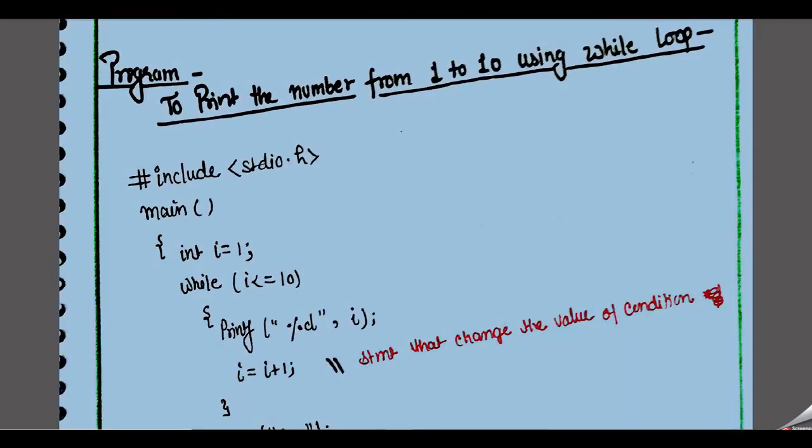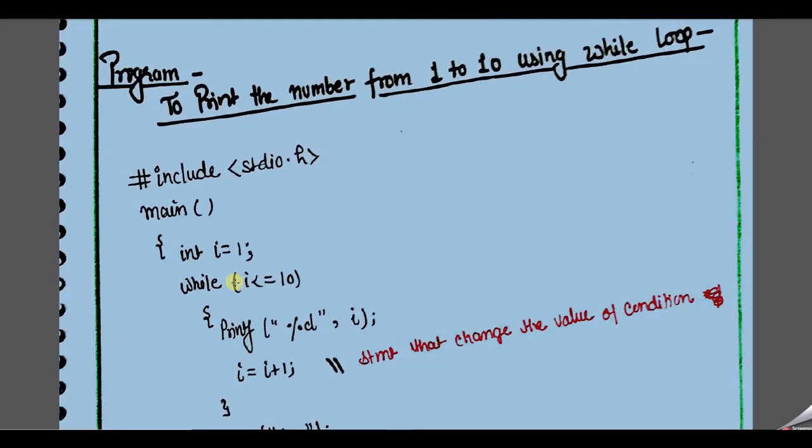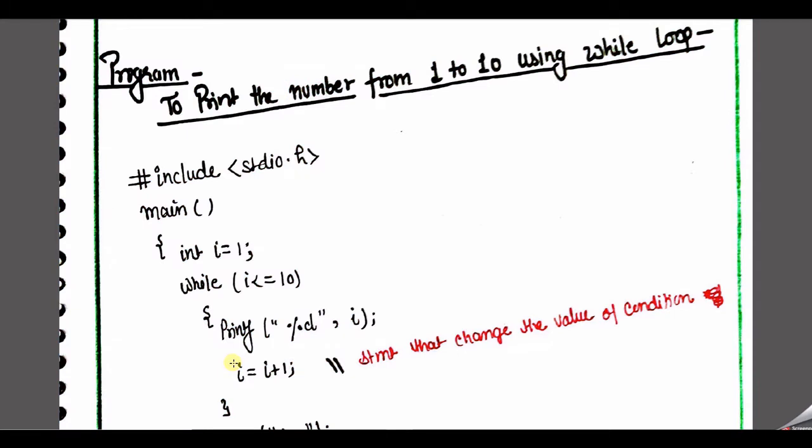So we have to go into the infinite loop. If we don't mention the increment and decrement function here, then our condition is never terminated, and so what will happen here is our loop will go through an infinite loop. So the increment and decrement function is mandatory to write here.